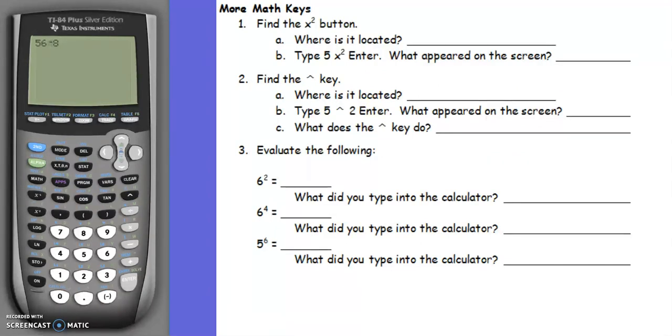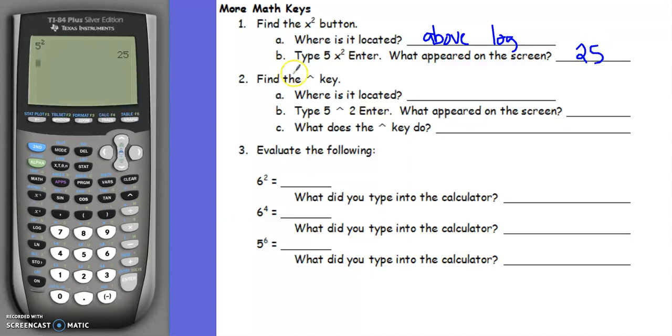It says find the x squared button. So the x squared button is right here, and it is above the log. Alright, so we're going to type in 5 x squared and then enter. And we want to know what appears on the screen. So we write 5 x squared, then enter. And it just looks like this. 5 squared is 25.